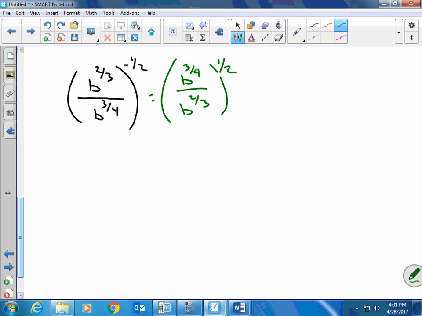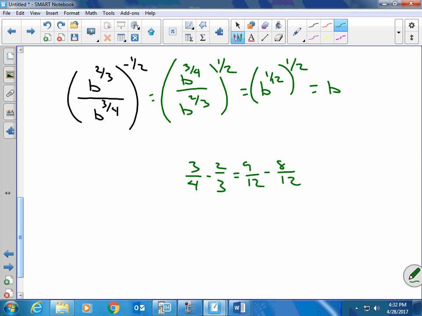I think I'm going to subtract first. So I have 3/4 minus 2/3. And if I remember right, we just did this. Common denominator is 12. And I get 9 minus 8, so I get 1/12. So I get b to the 1/12 raised to the 1/2. When I have a power to a power, I multiply, and I get b to the 1/24th power.